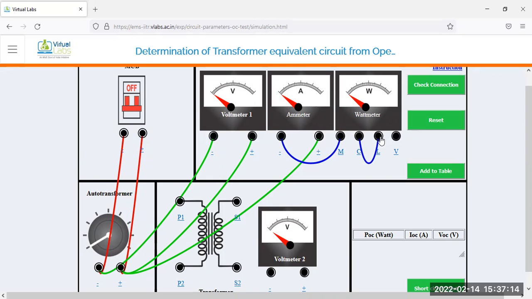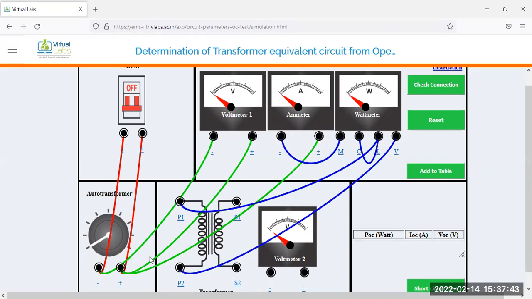And from this L, we have to connect to the LV winding of the transformer. So this one is your LV winding positive polarity, and this one is your negative polarity. Okay, so from E of the wattmeter to this point, let's say here. Now I think the connection is over.